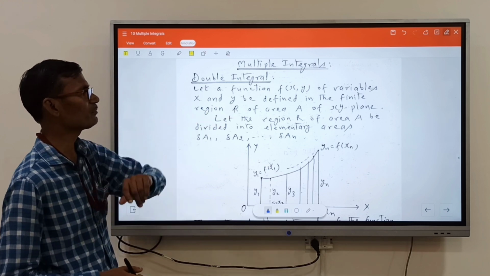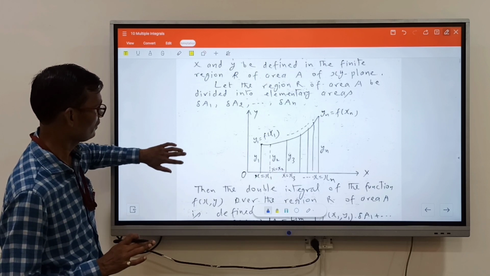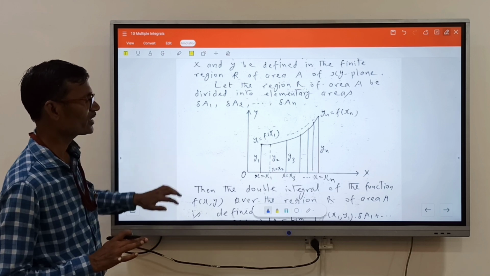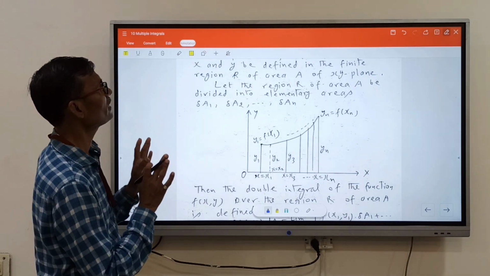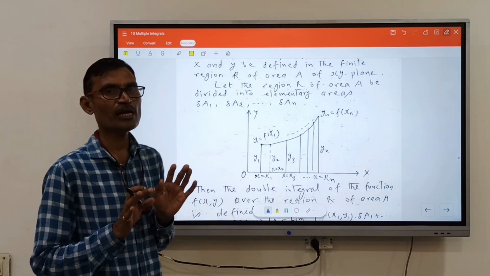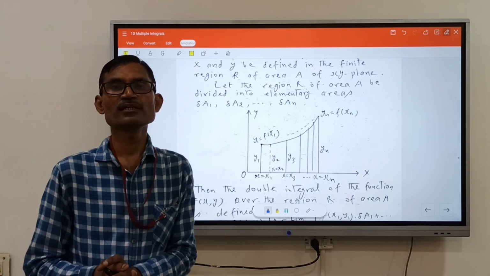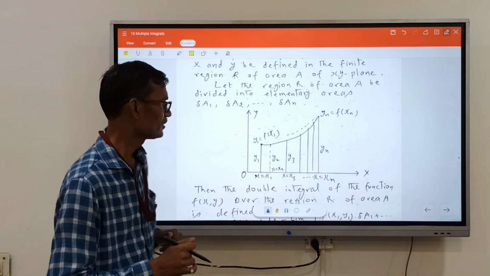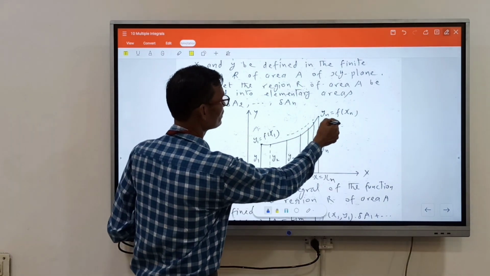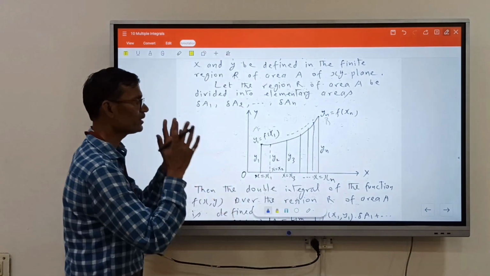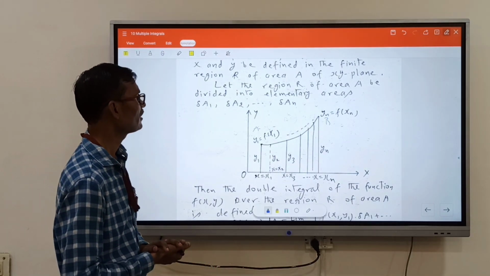Suppose we have a function of two variables x and y, and if we plot the graph on the xy axis, it looks like this one. What we do here is, if this area is bounded, suppose we have to integrate the function f of xy between two limits, suppose this one is a and this one is b. So in a bounded area, we have to integrate the function. So what does the double integral mean?